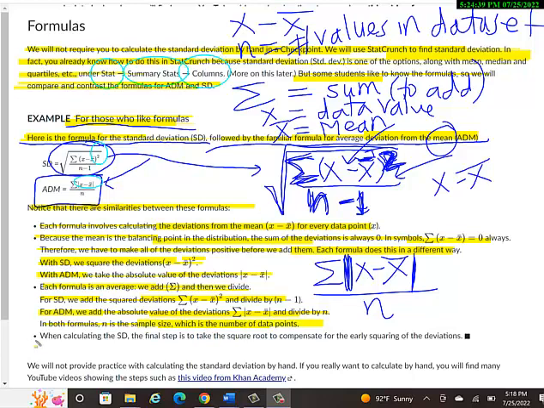When calculating standard deviation, the final step is to take the square root to compensate for the early squaring of the deviations. Because when you square, not only does it take care of the negatives, so you won't have any negative values, but it squares the values, so they're going to get much larger than they were before. But then when you take the square root at the end, that makes them all come back down to the right size, closer to the actual data values that you're given.